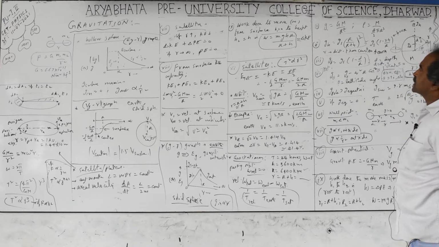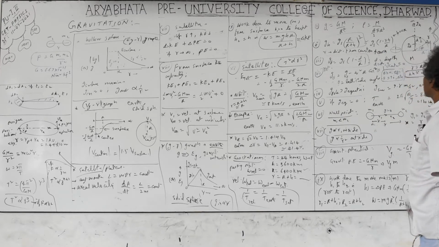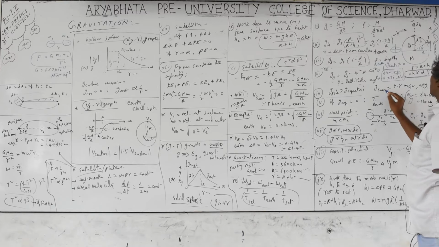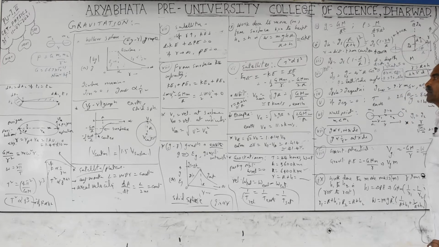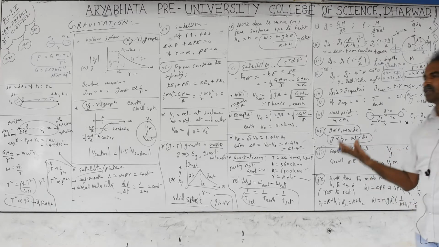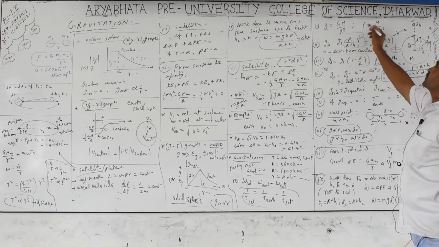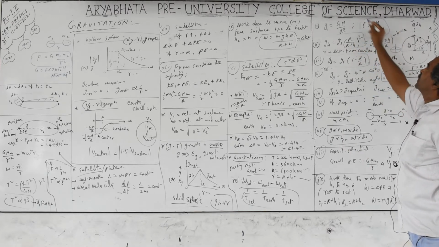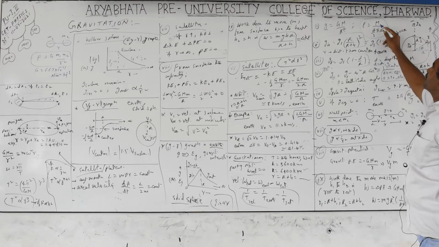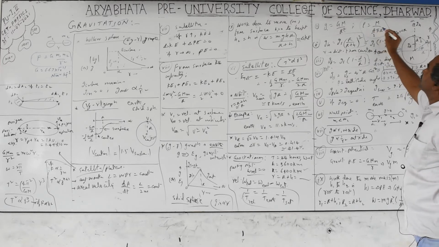So g is not constant at all places. We take the average value of g on the surface, which is equal to 9.8 meter per second square, but it is not actually constant. It changes from place to place depending on the density of the material below the earth's surface. Density is mass by volume. Considering the approximate average radius, density rho equals mass by 4 by 3 pi r cube.